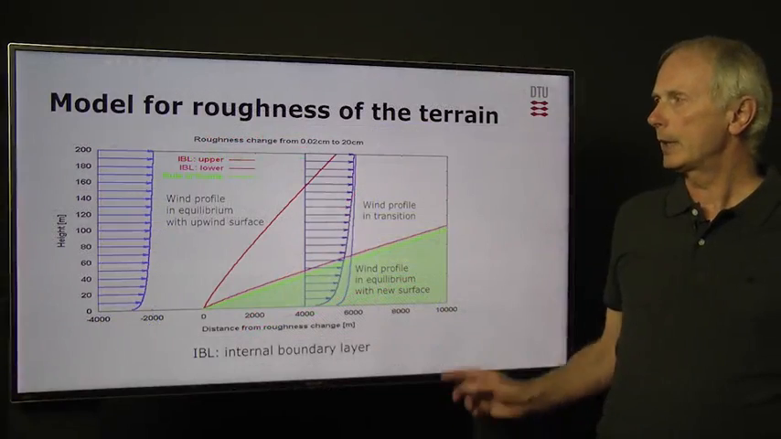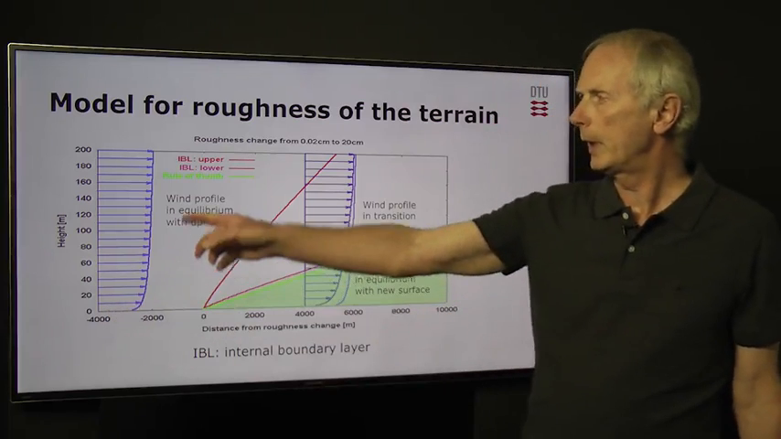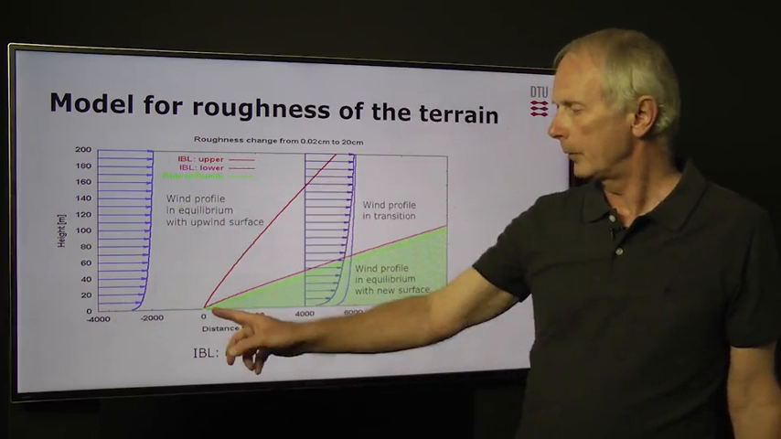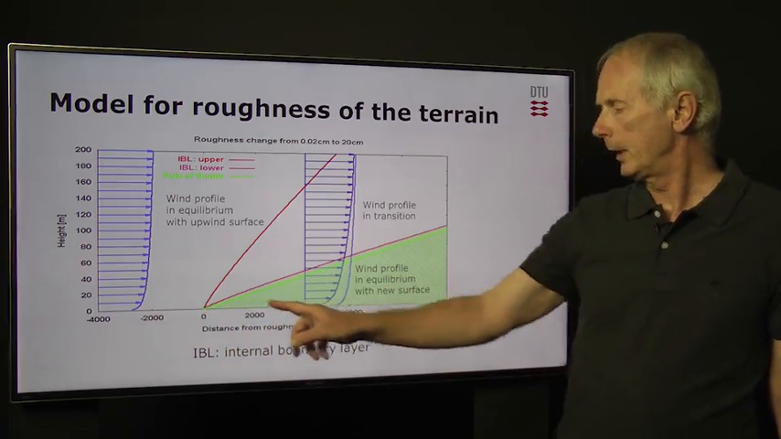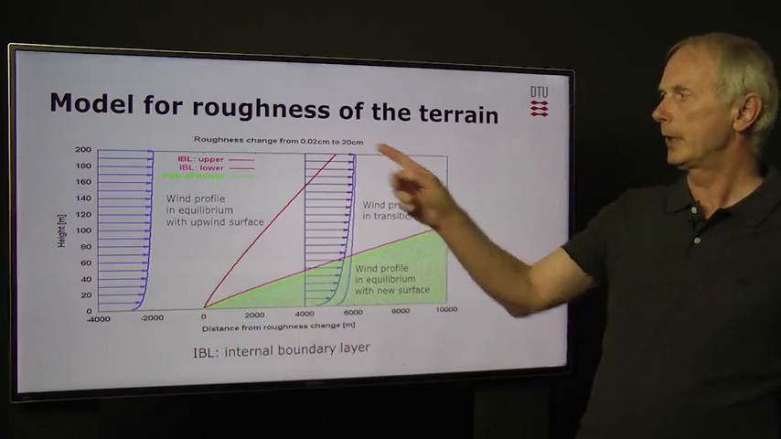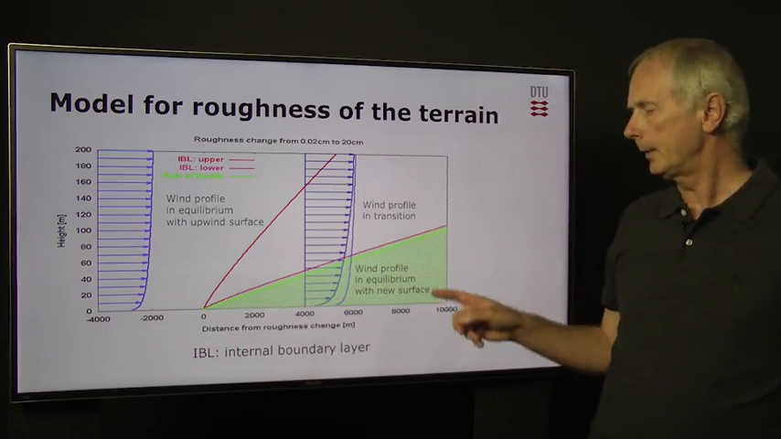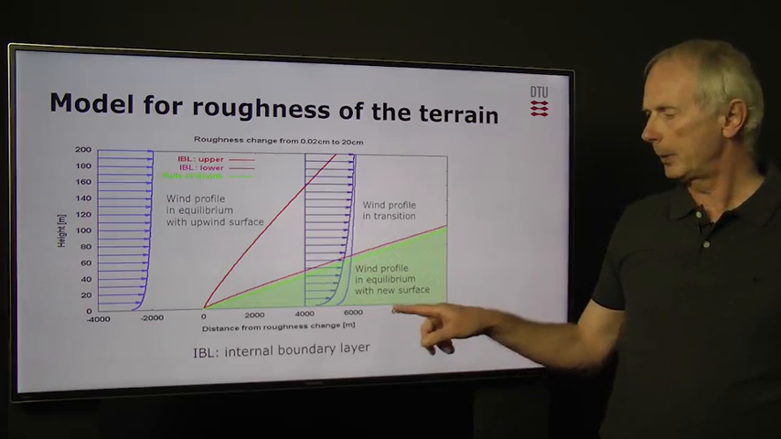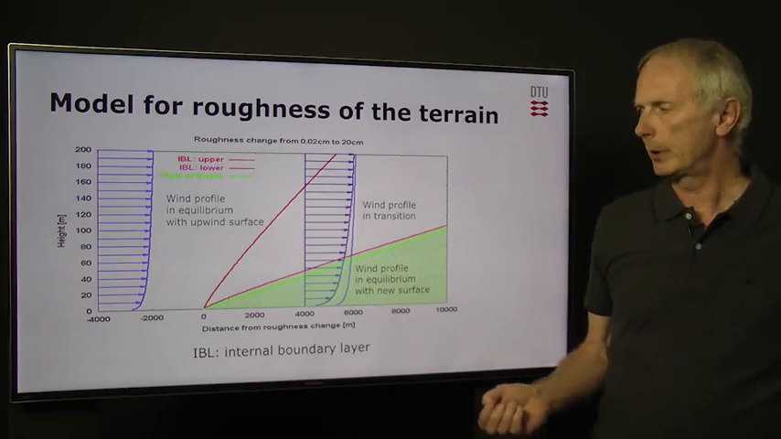And here we have an example where it's illustrated. We have the wind profile over the sea, which is almost vertical. And then we have a roughness change here. And here we have a higher roughness, in this case 20 centimeters. The green area here shows the area where the wind speed is in equilibrium with the new surface, and also the turbulence is in equilibrium with the new surface.